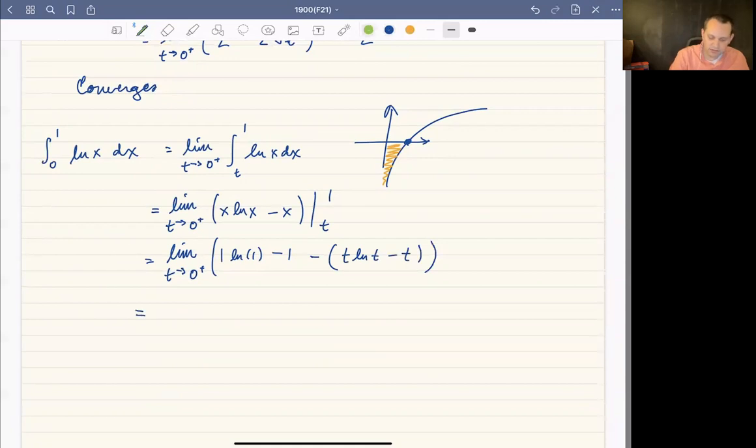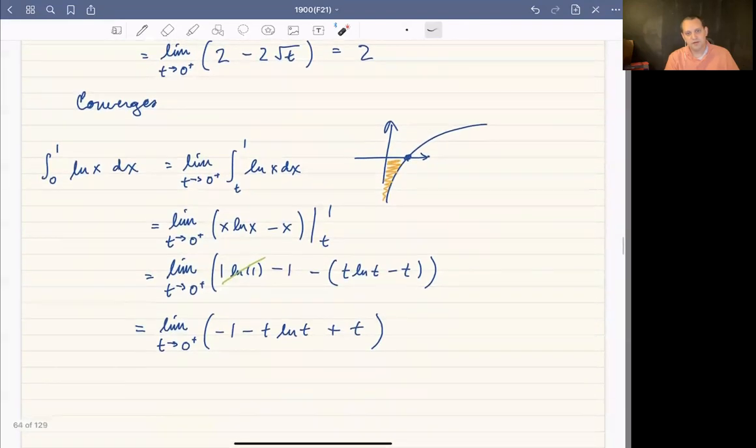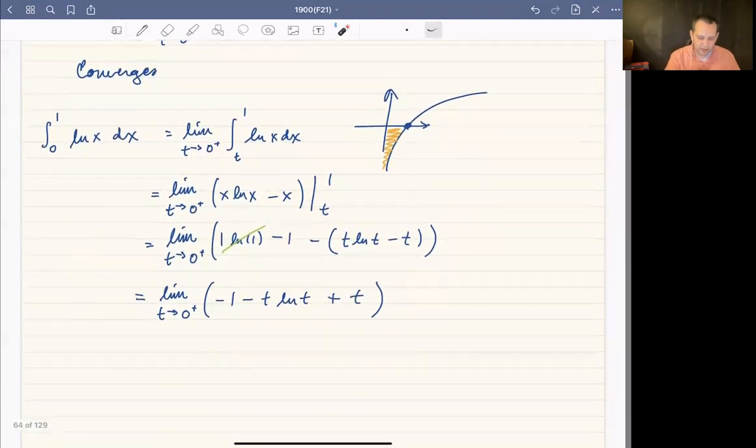Of course, the natural log of 1 is 0, so that piece is gone. So this is the limit as t goes to 0 from the right of negative 1 minus t natural log of t plus t. Again, all we have to figure out is whether this is infinite or not. All that's really going to matter here is this middle term. If this middle term goes to infinity or negative infinity, then the integral diverges. Otherwise, the integral converges. And here, this t is going to go to 0, so we don't even really need to worry about it.